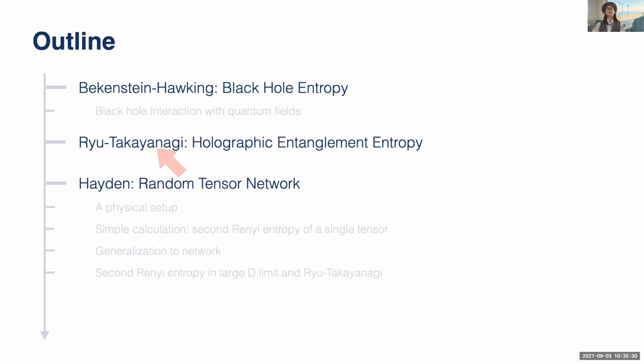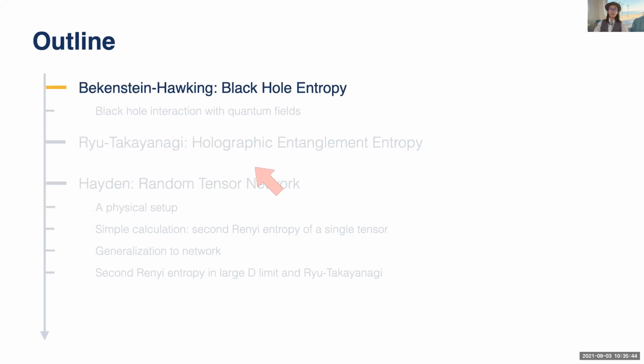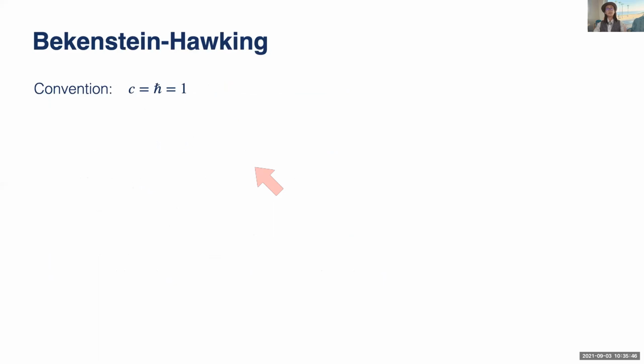However, to talk about the Ryu-Takayanagi formula, we'll first have to talk about black hole entropy, and then we'll lead up to Ryu-Takayanagi. And finally, we'll use random tensor network to see how it reproduces the Ryu-Takayanagi formula. So let us start with the black hole entropy. And a note of convention for our talk is that we'll set the speed of light and Planck's constant to 1. We'll be using natural units.